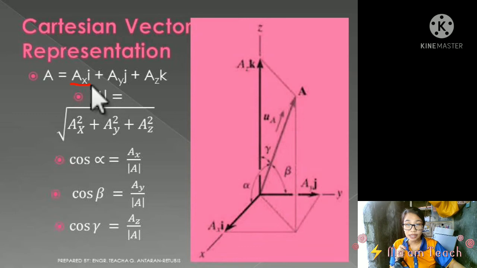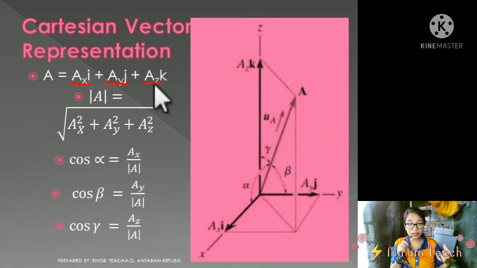So this is our magnitude and direction already. A sub y j is the magnitude for the y component, and this is the direction of your y component. And for the A sub z, this is your magnitude, and k is your direction. So this is already, class, our Cartesian vector representation for our vector A. Mind that this is the format.